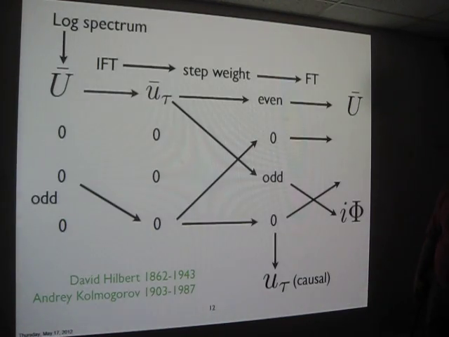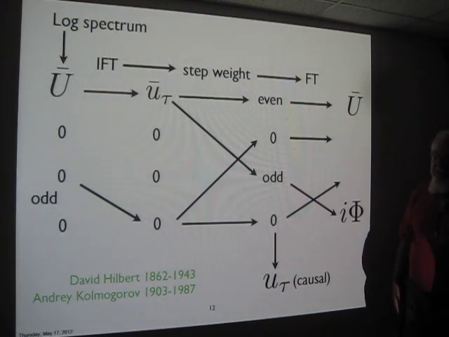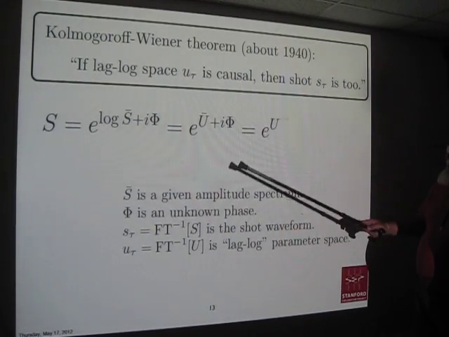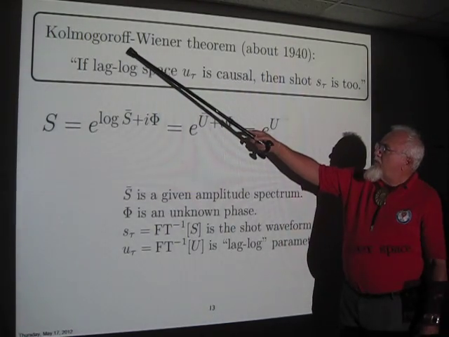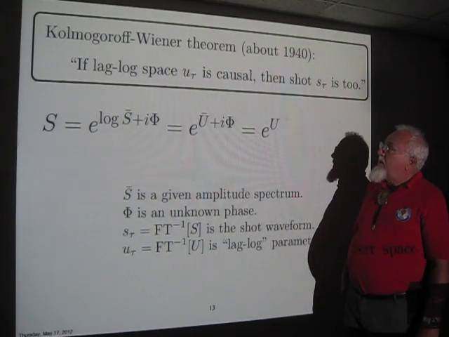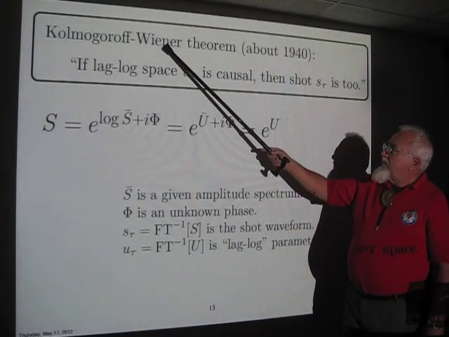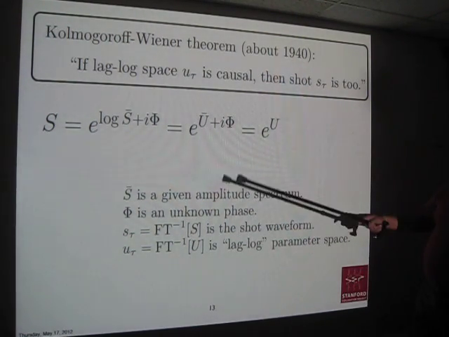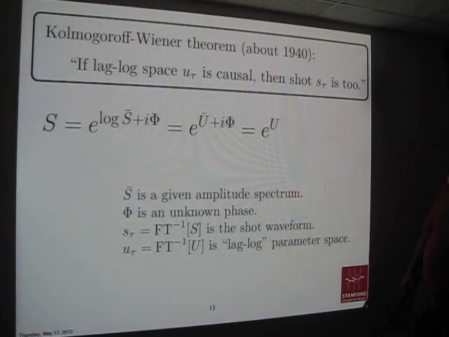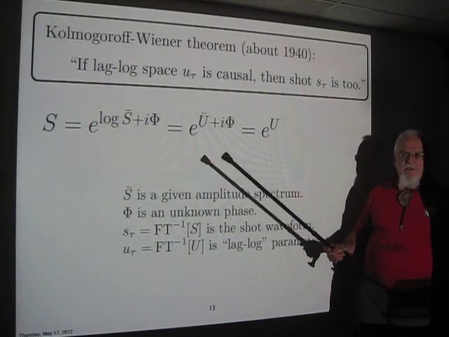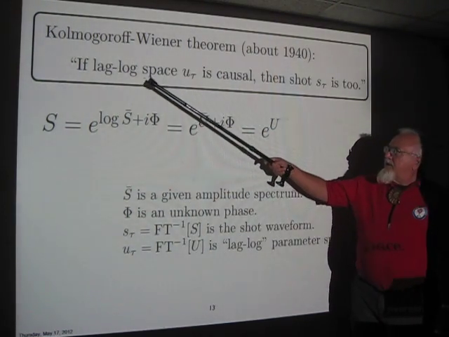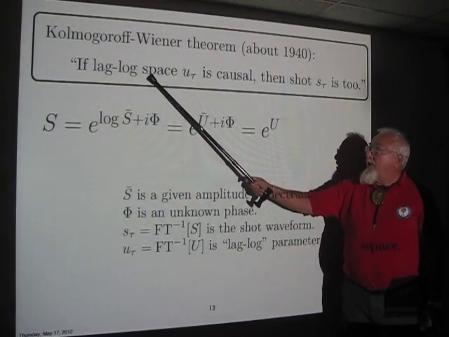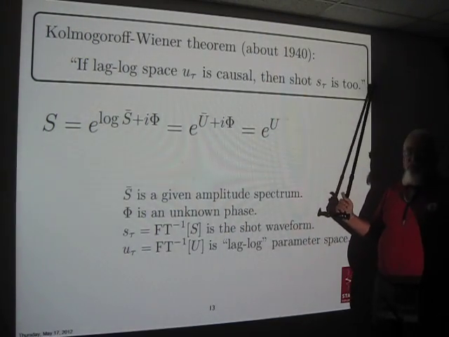Okay, so we might be thinking of how does this U sub tau relate to the shot waveform? And that's what the next slide is going to be about. There's a theorem which Kolmogorov was really the first to publish, in 1939, and during the war, which was right after that, Norbert Wiener also developed pretty much the same idea. So in the West, I guess it's known as Wiener's idea. The basic principle, if I translate it into geophysical language, is if lag log space is causal, if our parameter space is causal, then the shot waveform is going to be causal as well.